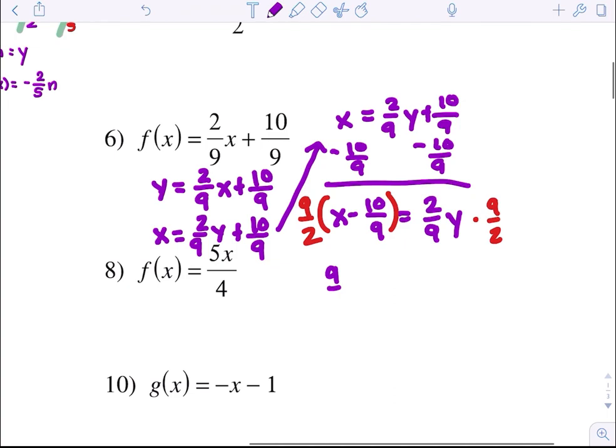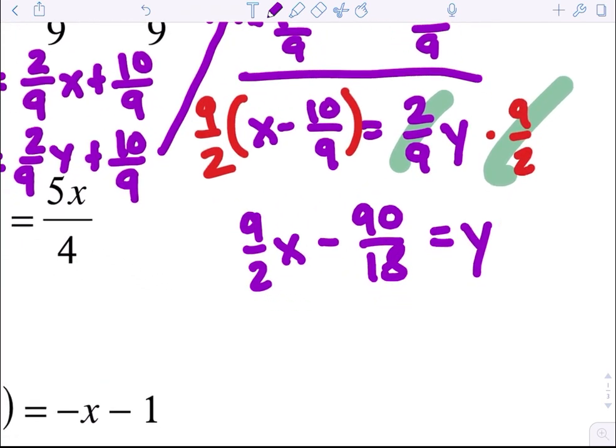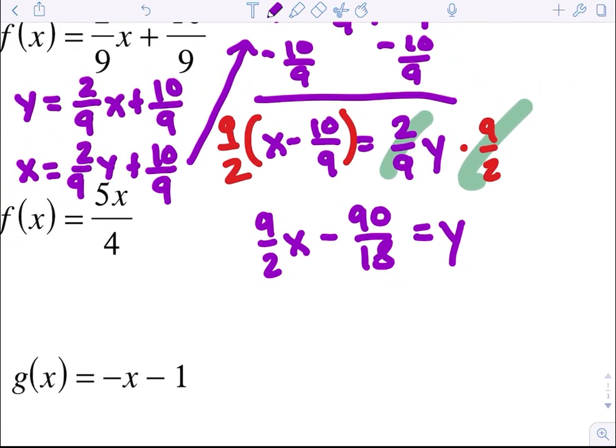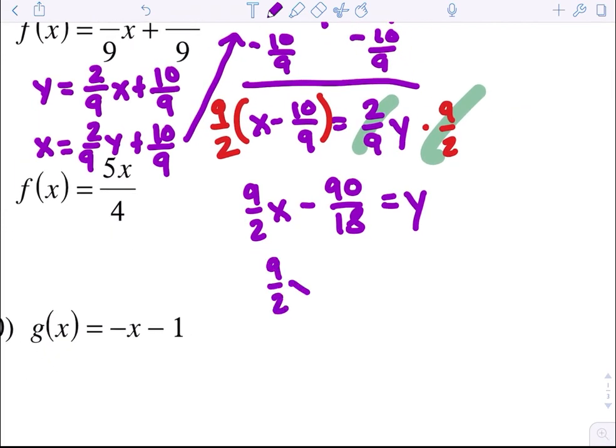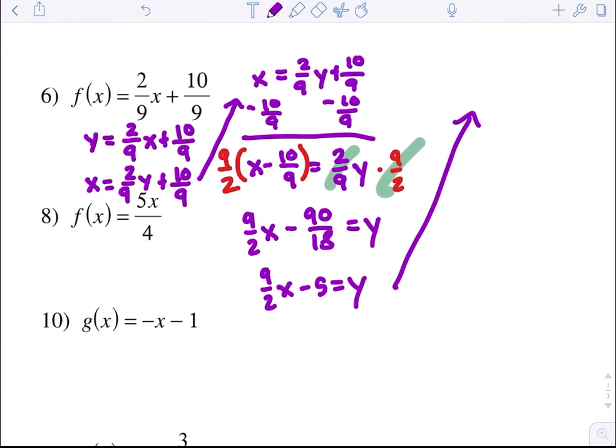So we're going to get 9 over 2x minus 90 over 18, you guys, is equal to y. These cancel. And now I notice that both, 90 divided by negative 18, you guys, is 5. So 9 over 2x minus 5 is equal to y. And don't forget your guys' y becomes f inverse of x is equal to 9 over 2x minus 5.